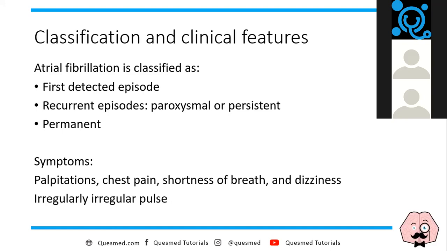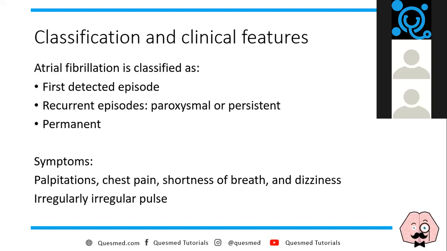So thinking about some of the clinical features of AF, the typical cardiac clinical features of palpitations, chest pain, shortness of breath, dizziness, dyspnea, and of course, on examination, that irregular pulse. But it's also important to note that patients might not have any symptoms at all, and they might present with something completely unrelated, and you might find that they're in AF on an ECG, so they're not always symptomatic with it.